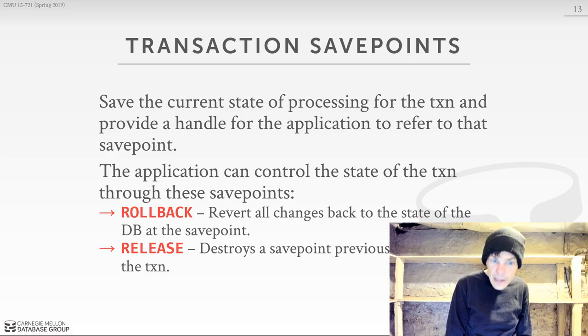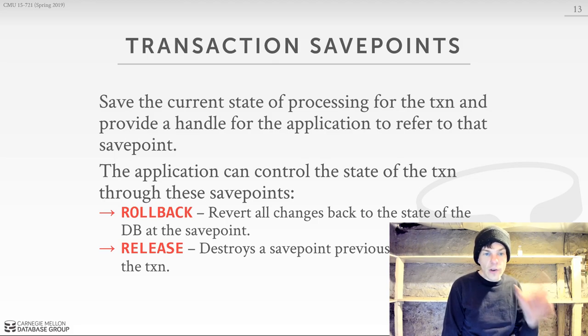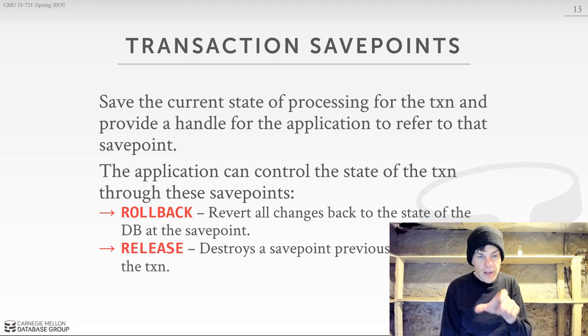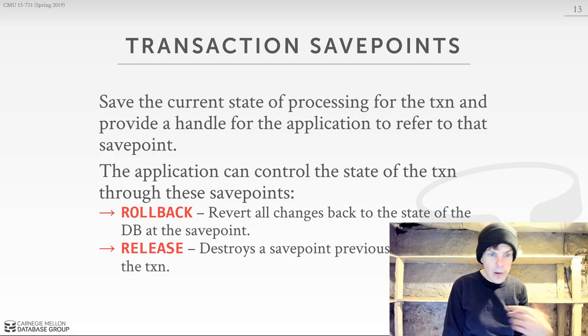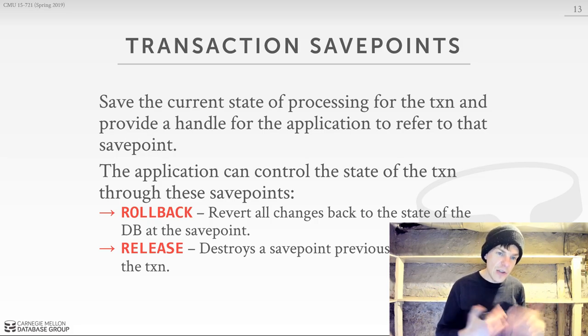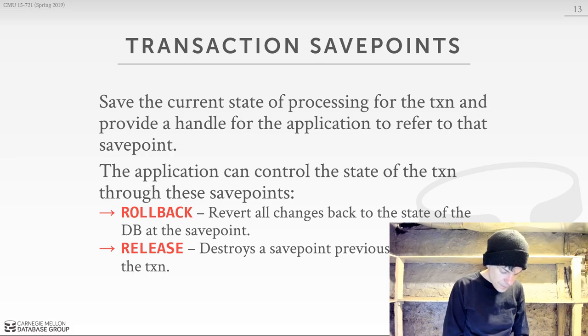In the case of release, this is almost like a logical operation. As far as I know, you don't actually physically destroy the save point, because that would require copying things, maybe in the read-write set or the internal transaction state at that save point, into another save point or the implicit one, and that's just unnecessary work. You just make it so that you can't access this save point after you release it.